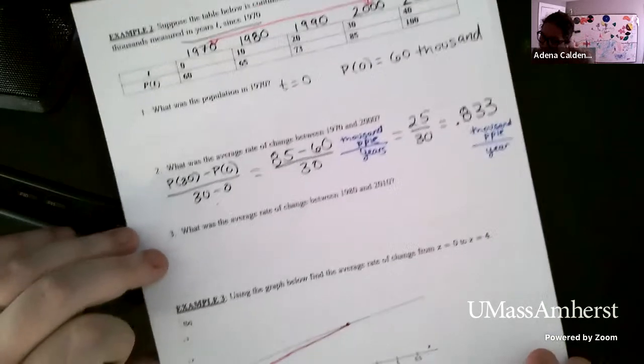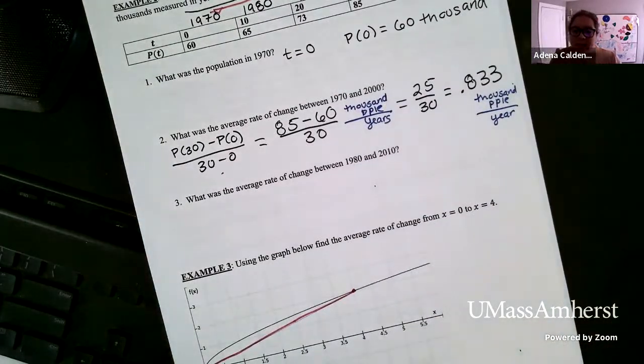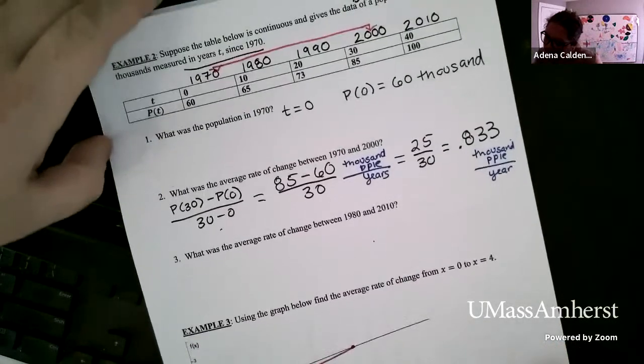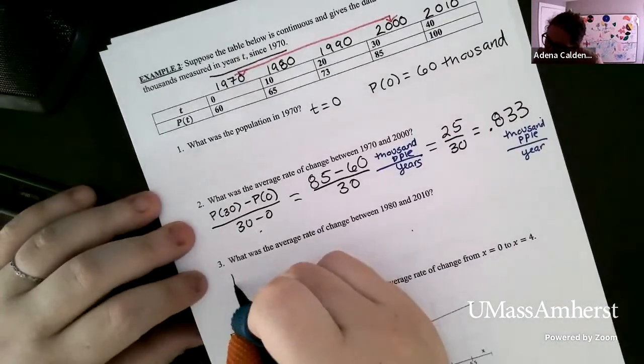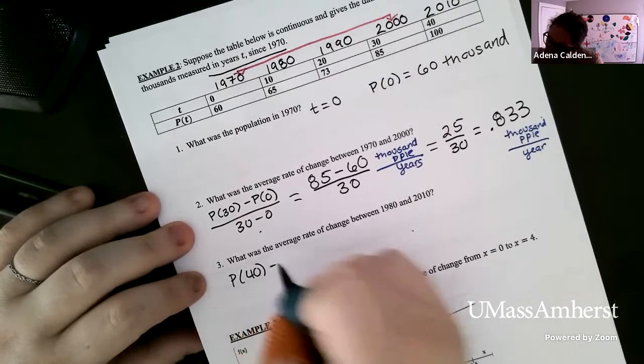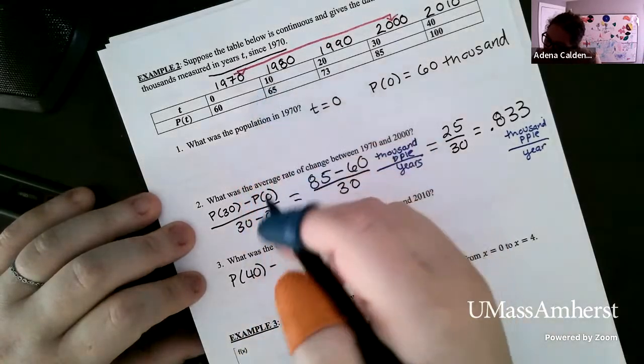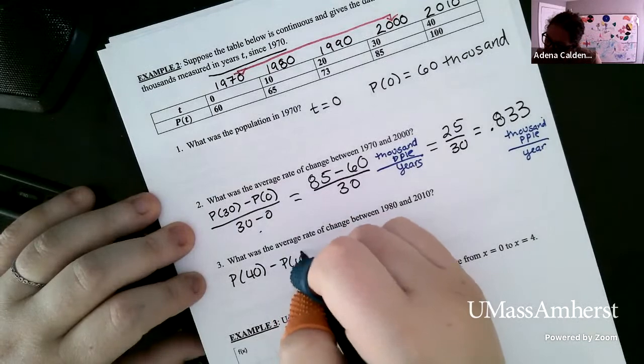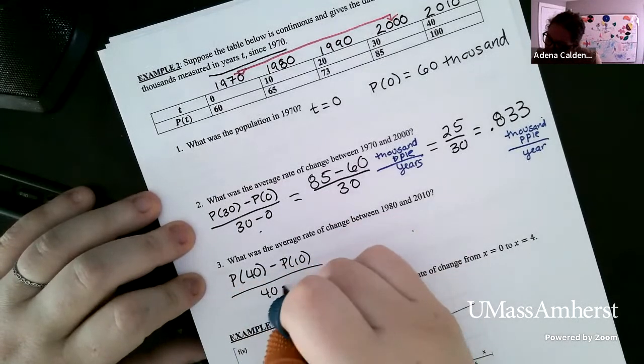Okay, so we're going to do something similar for part 3. Now we're considering what's happening in 1980 and in 2010. That means we're going to be looking for P of 40 minus P of 10 over 40 minus 10.